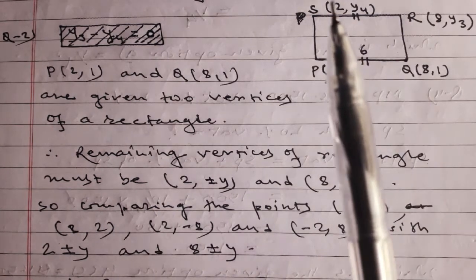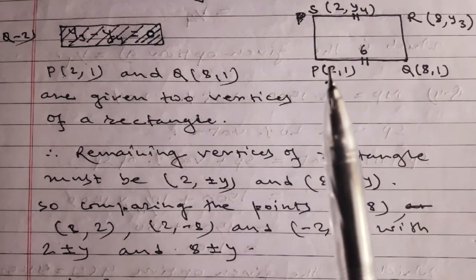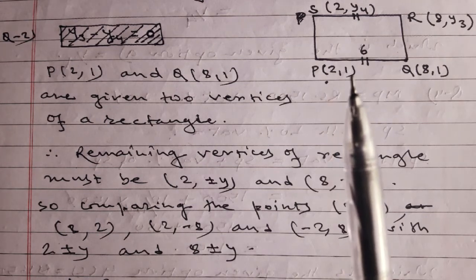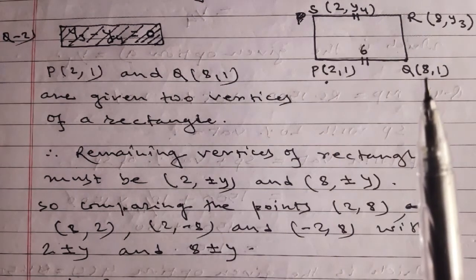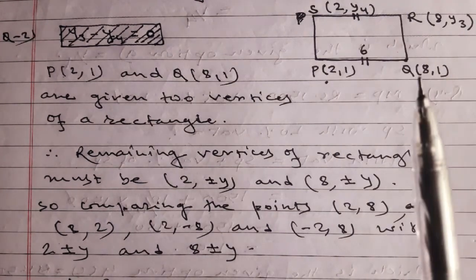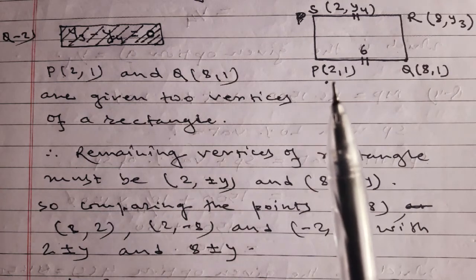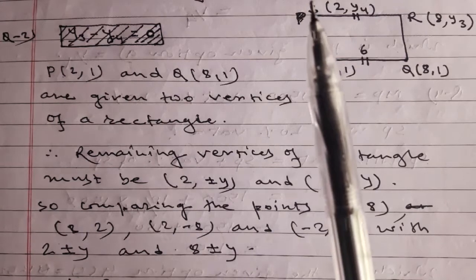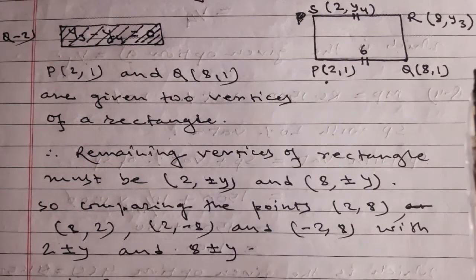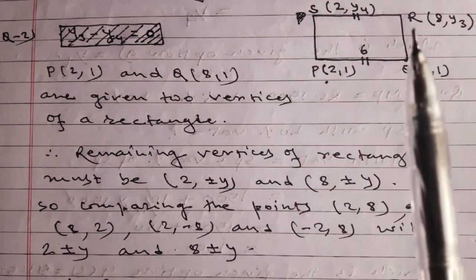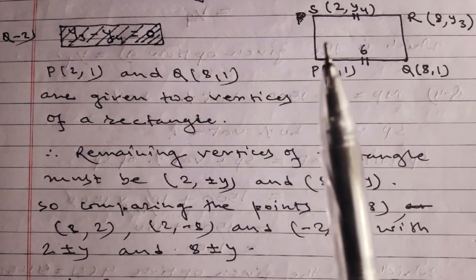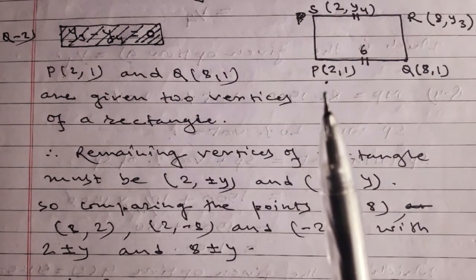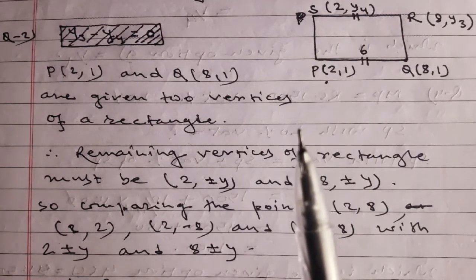The coordinates of the 2 points R and S must be equal to 2 comma plus minus y and 8 comma plus minus y, because the x coordinates should be the same and the y coordinates should be plus minus y. The other 2 points will be either above the point P or below the point P.